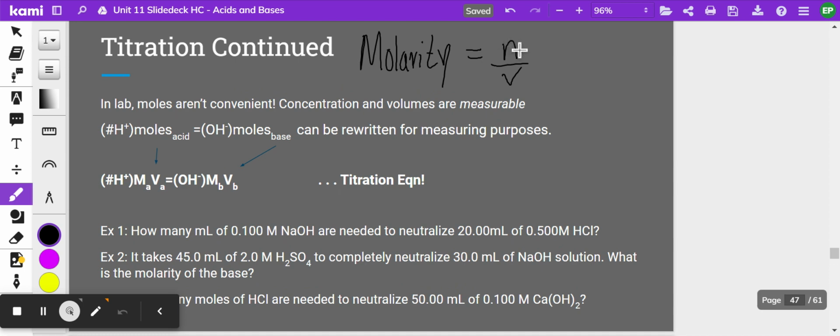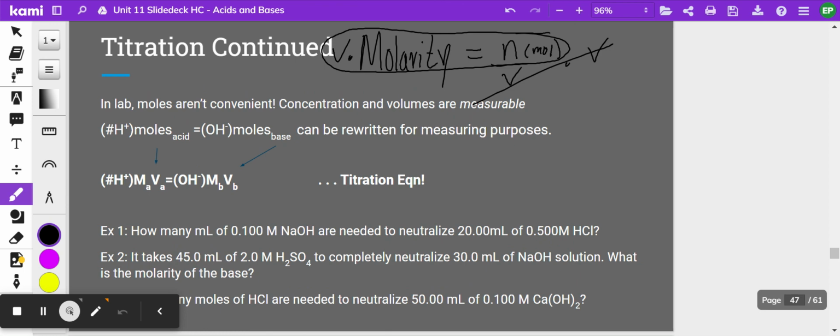Rearranging this equation for n, or moles, we would multiply both sides by volume, and volume will cancel on the right. Now we can see n is equal to M times V. So moles of acid will now be restated as molarity of the acid times the volume of the acid, and the moles of the base at the equivalence point will be restated as the molarity of the base times the volume of the base. This is much more user-friendly to us. Molarities and volumes can be measured, whereas moles really can't.